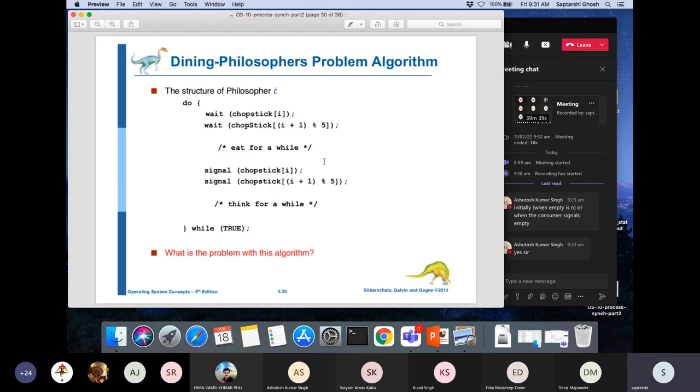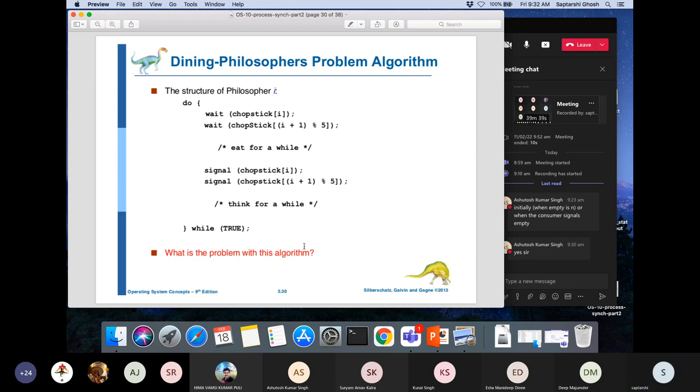This is the structure of philosopher i. It waits on two chopsticks. Which two specifically? This is the pseudocode for philosopher i, where i is 0, 1, 2, 3, 4. It waits on chopstick i, then waits on chopstick (i plus 1) mod 5. That means philosopher 0 waits on chopsticks 0 and 1, while philosopher 4 waits on chopsticks 4 and 0, since 4 plus 1 mod 5 is 0. Then it eats and then signals the two chopsticks again.